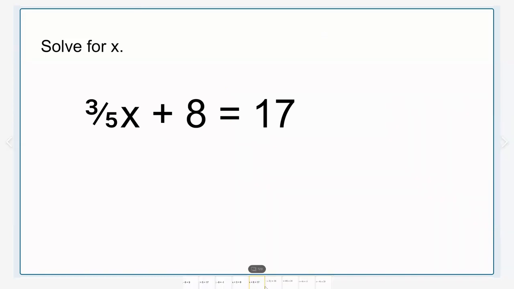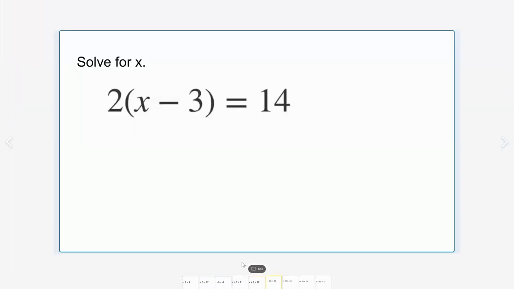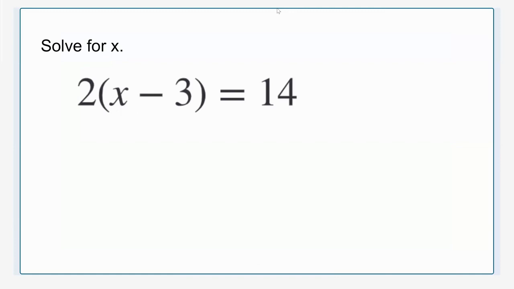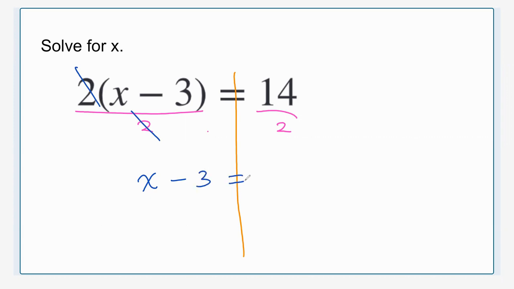All right. At this time, I want to talk about a different set of equations, equations with parentheses. In terms of equations with parentheses, this is telling me I have two groups of x minus 3. That really just means I can divide by the number of groups. Then I will be left with just the one group here, which is x minus 3. That equals 14 divided by 2, which is 7.